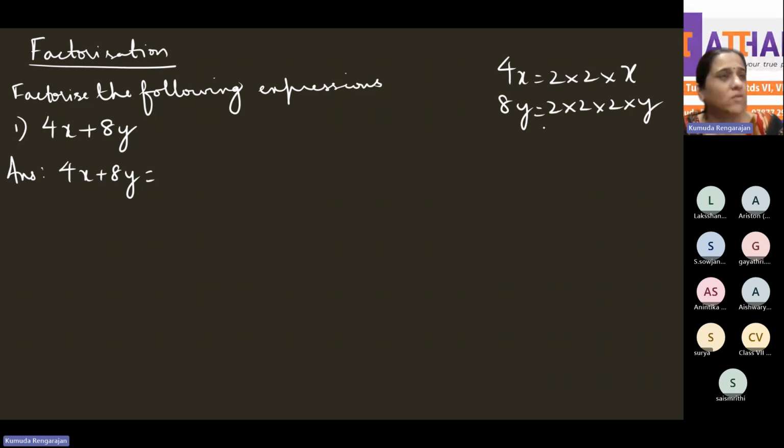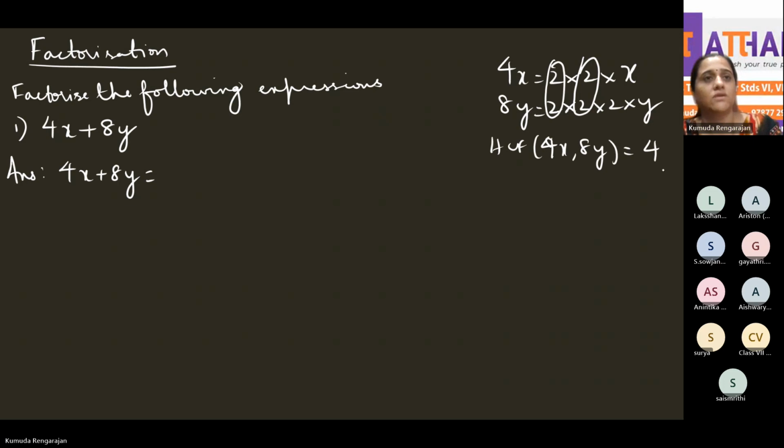Now, when I say what is common, I'm expecting the HCF of the two terms. So how do you find the HCF here? 2 is common. So the HCF of 4x and 8y is equal to 2 into 2, 4, because there's nothing else common, right? You have circled whatever is common. So from these 2 2's one 2, and from these 2 2's another 2. So 2 into 2, 4 is the HCF.